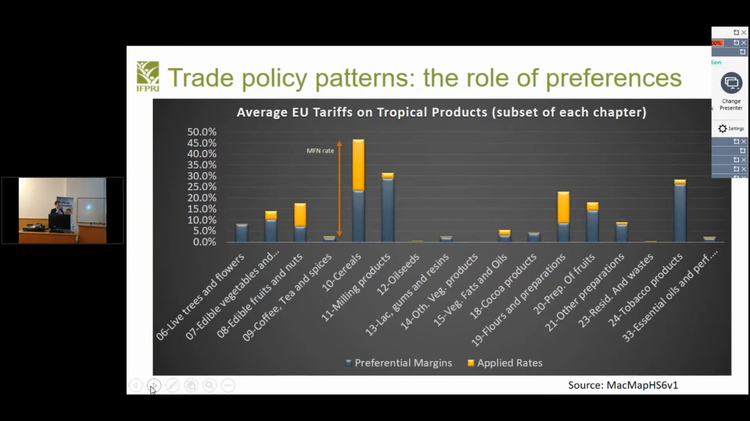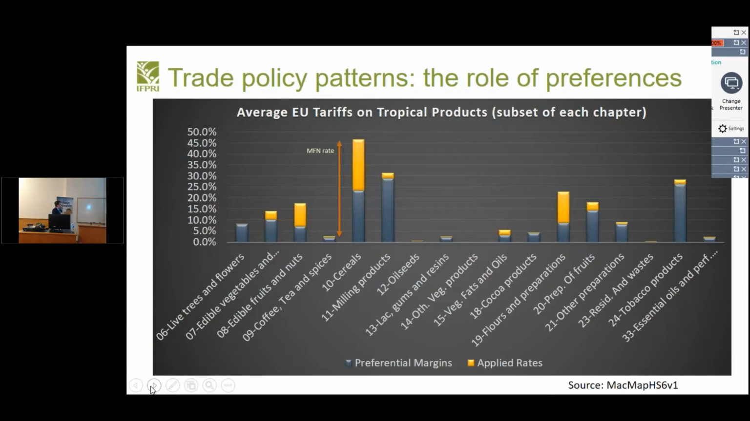So step by step, this preferential regime has been replaced with bilateral agreements that are still under negotiation, the economic partnership agreements, that require reciprocal trade openness between Europe and African and Caribbean countries.